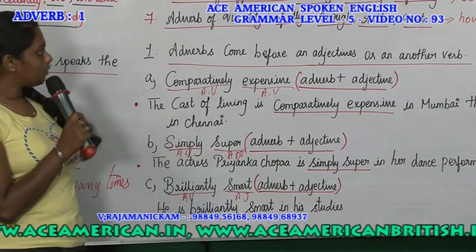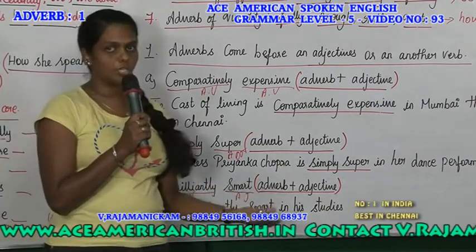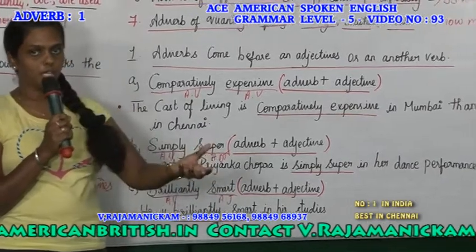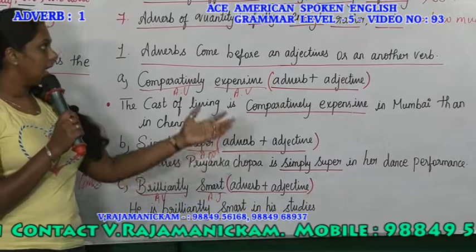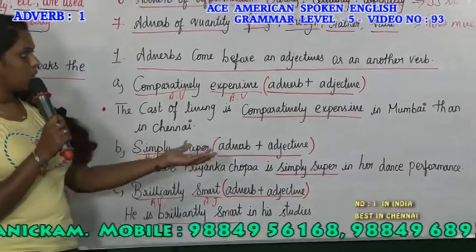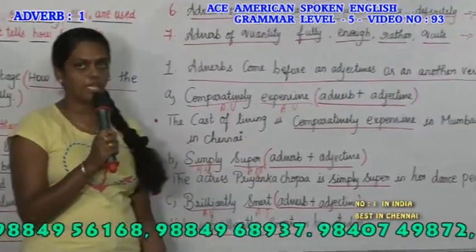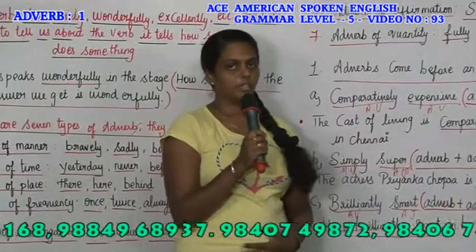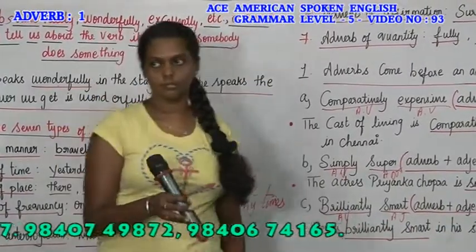And adverb of quantity describes how much, how much you eat, and that causes fully, enough, rather, quite. It always describes quantity with how much, like, I had fully, something like that. Good. Thank you. Good explanation she has made. Good. Next.